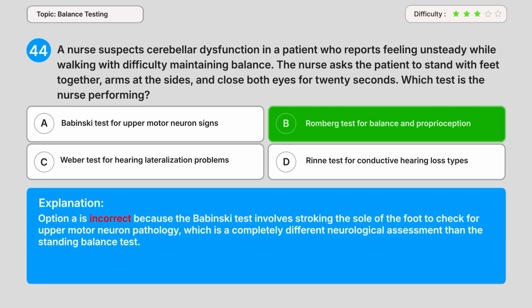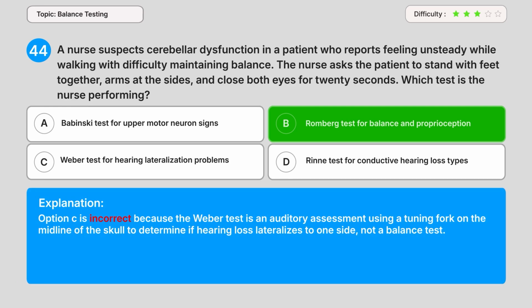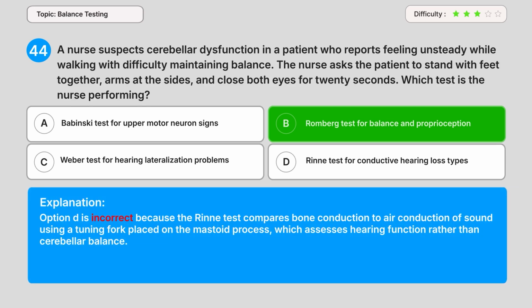Option A is incorrect because the Babinski test involves stroking the sole of the foot to check for upper motor neuron pathology, which is a completely different neurological assessment than the standing balance test. Option C is incorrect because the Weber test is an auditory assessment using a tuning fork on the midline of the skull to determine if hearing loss lateralizes to one side, not a balance test. Option D is incorrect because the Rinne test compares bone conduction to air conduction of sound using a tuning fork placed on the mastoid process, which assesses hearing function rather than cerebellar balance.